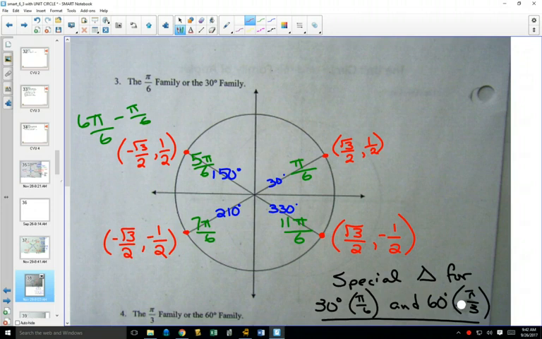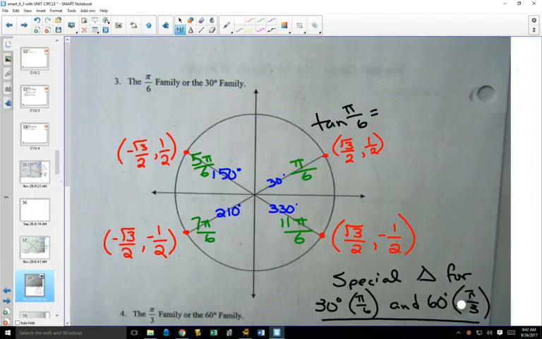So there are your coordinates. Again, they follow the cast rule, which follows naturally where x coordinates and y coordinates are positive and where they're negative. And finally, we can figure out what tan of each of these ones are. Tan of pi over 6, root 3 over 3.